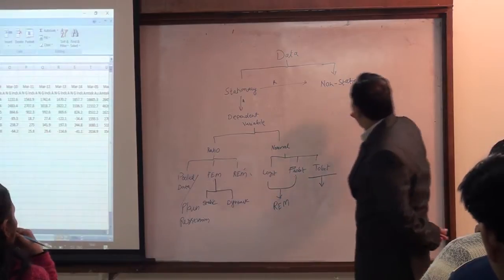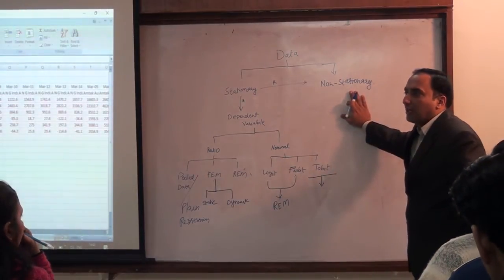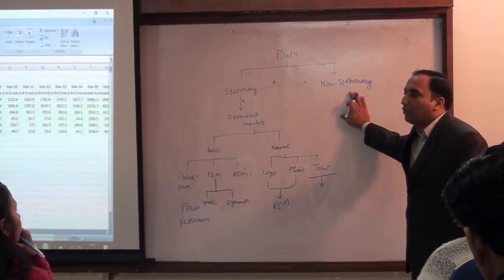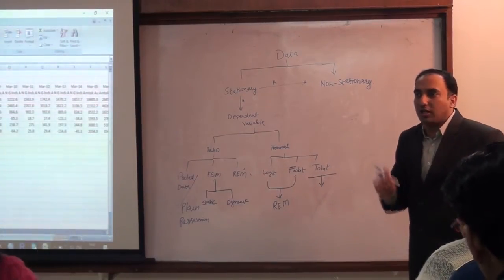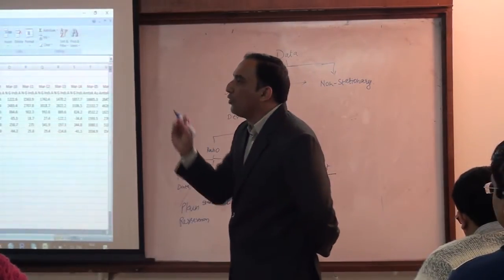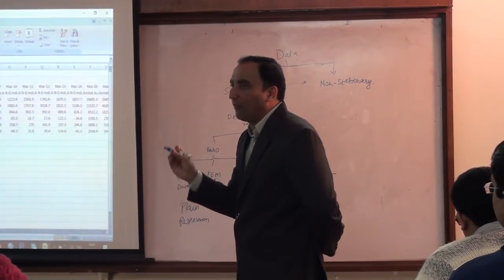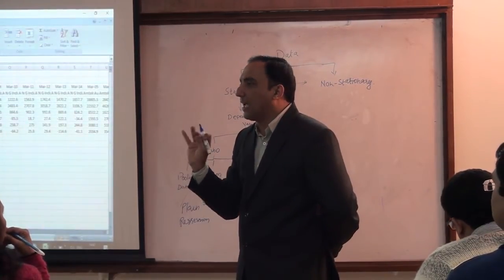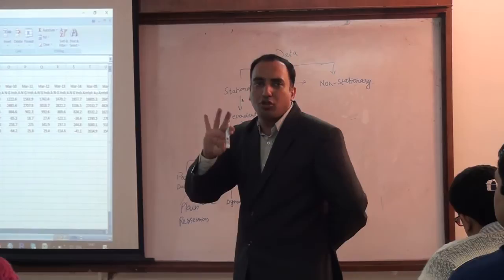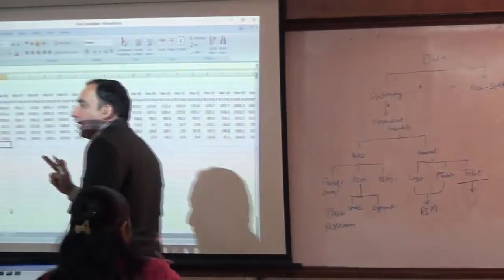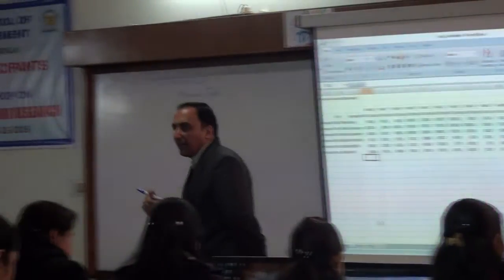Now let us come to non-stationarity. I told you earlier that whenever our data set has a unit root, we have non-stationarity. So unit root is equal to non-stationarity. How to test for unit root? Have you done the test for unit root? ADF, PP and KPSS. There are three most important tests for unit root: ADF, PP and KPSS.